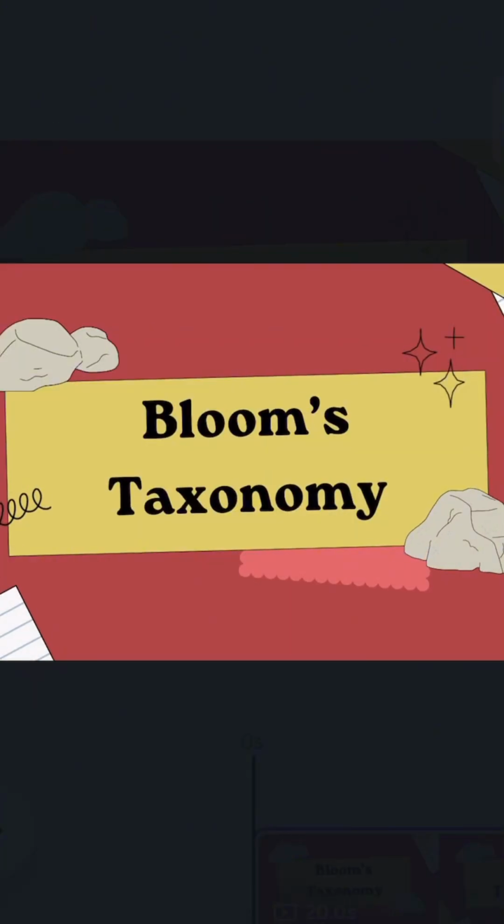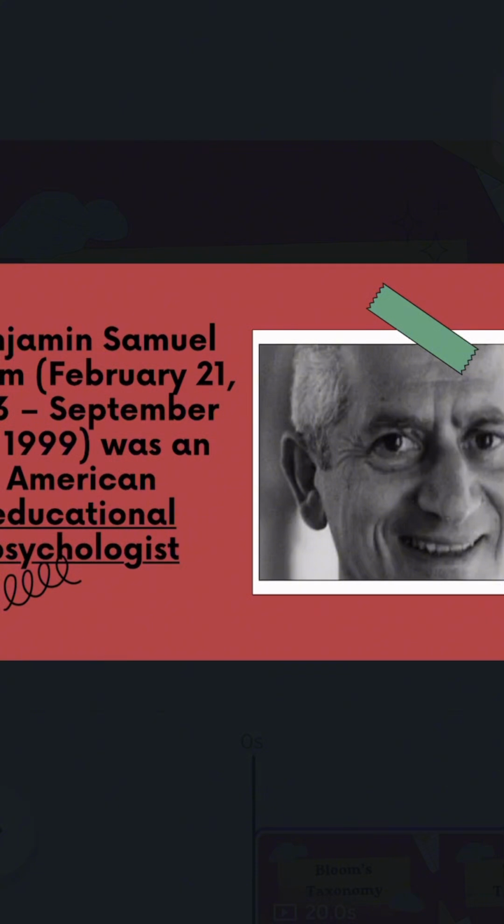So the last topic is Bloom's taxonomy. Bloom's taxonomy is a hierarchical classification system developed by Benjamin Bloom that categorizes learning objectives into 6 levels of cognitive complexity: knowledge, comprehension, application, analysis, synthesis, and last is the evaluation.